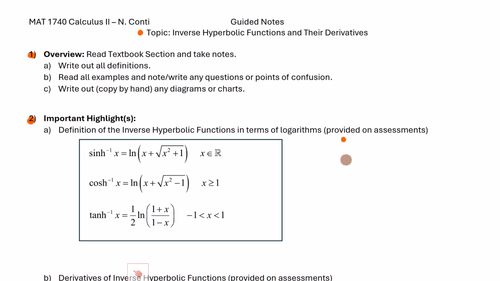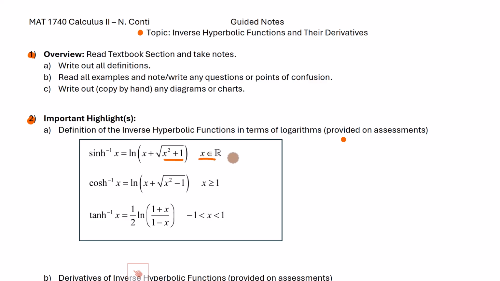And the first is as follows. The sine hyperbolic inverse of x function is defined as the natural log of x plus the square root of x squared plus 1, where x squared plus 1 are all underneath that square root. Now, this is defined for x being any real number.